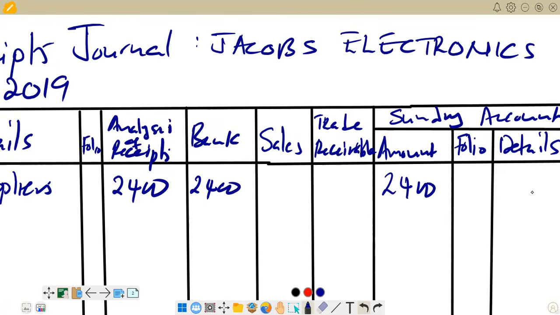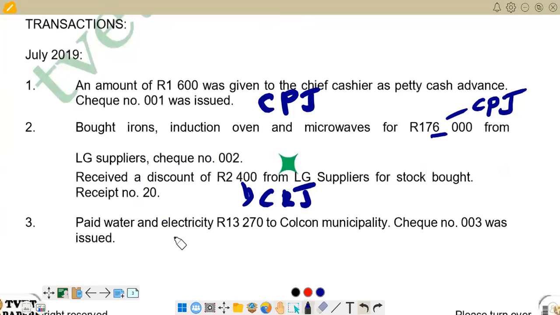And then the description is discount income. Remember, we are receiving, so it's discount income. So this is what we have in terms of this discount. Then we can go back there. We've got another figure there on the same transaction. So we've got 176,000 that we have here. So we are going to go to the cash payments journal and enter this 176,000.